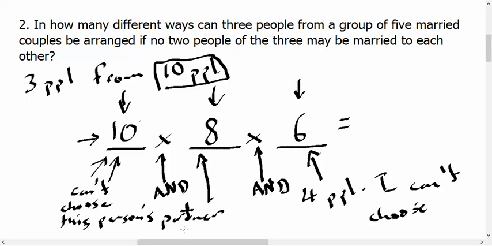And let's do the whole multiplication here. So 8 times 6 is 48, times 10 is 480. All right, so there are going to be 480 different possible arrangements of people, of 3 people rather, from this group of 5 married couples, given that I can't have 2 of them who are married to each other.